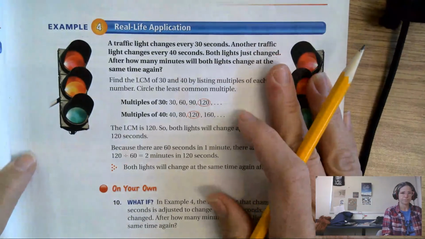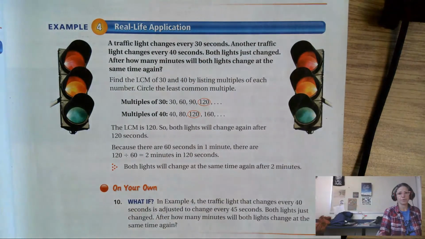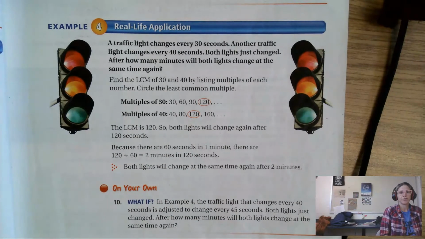Okay. And again, we're going to look at example 4. A traffic light changes every 30 seconds, and another traffic light changes every 40 seconds.